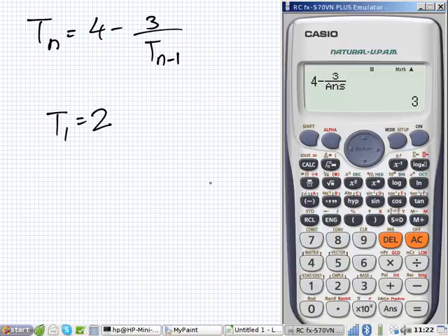I want to do this again. I want you to notice something here. Let's start with 2 again. How do you type in that formula in the calculator? Do you have your calculator yet? Right. Watch and listen carefully. 2 equals AC. 4 minus 3 over answer. Now, when we press equals, we can generate the sequence.